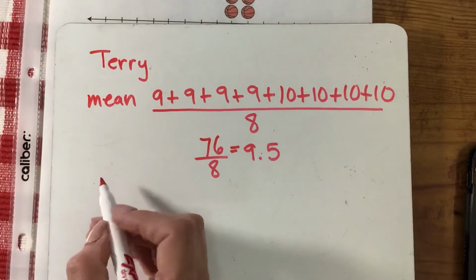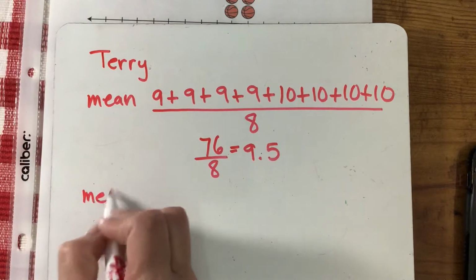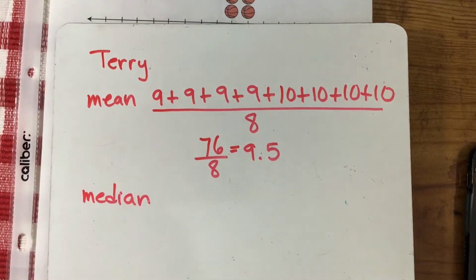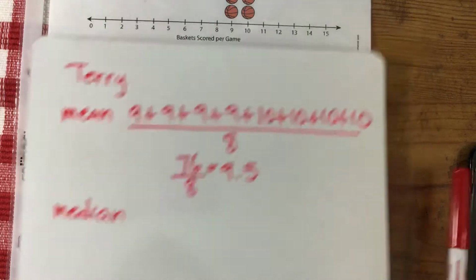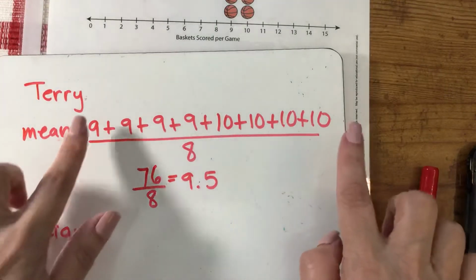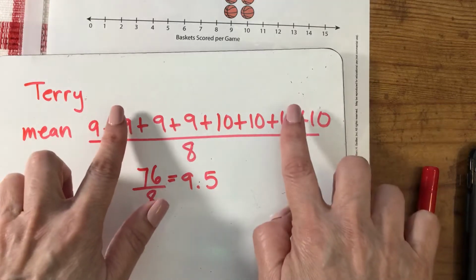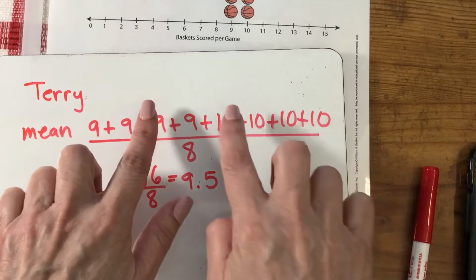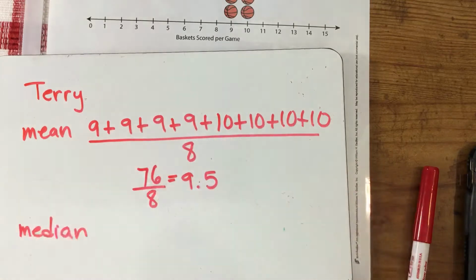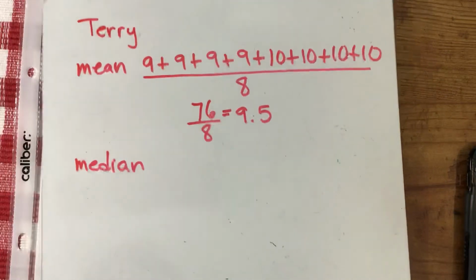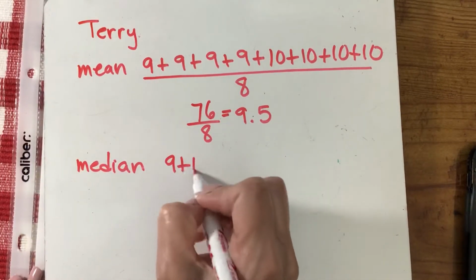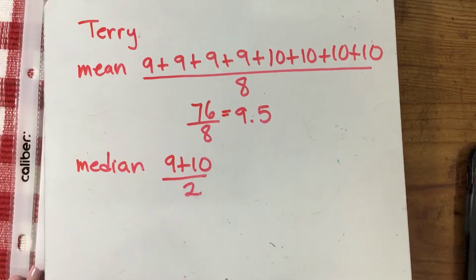Now let's find the median for Terry. Remember, the median is the same idea. What we're going to do is try to find the center number. So I can even go back up here and use these numbers. If I take the first and last, then the next two, then the next two, I end up with two numbers in the middle here. If you remember how to do that, I need to add 9 plus 10 and divide by 2.